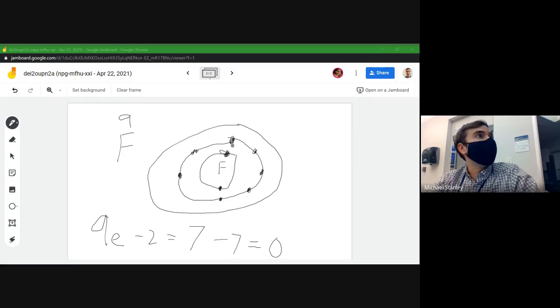So we have now put all of fluorine's electrons down on its shells. Again, we didn't even need the third shell because we didn't have enough electrons to make it out there.